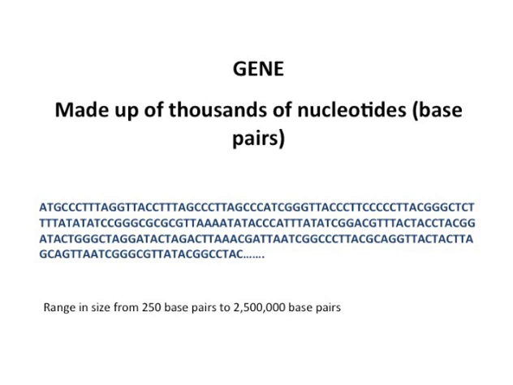Now, a gene is made up of thousands of these nucleotides or base pairs. And genes range in size from small ones that are only about 250 base pairs to very, very large ones, like the gene for Duchenne muscular dystrophy on the X chromosome, which is 2.5 million base pairs in size.